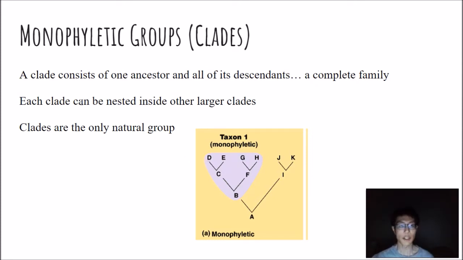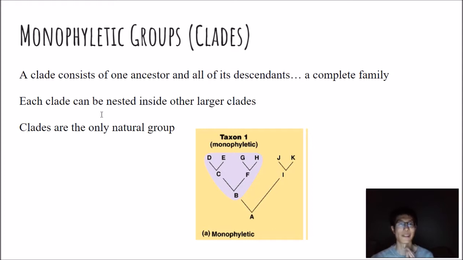So a common ancestor and all of its descendants, that's a clade, also known as a monophyletic group or a monophyly. Each clade can be nested inside other clades. So this group over here, consisting of C, E, and D, can be another clade or another monophyletic group, fulfilling the second thing here: each clade can be nested inside larger clades. So this CDE can be another clade, remember, a common ancestor as well as all of its descendants. This is a clade, and it's being nested inside another clade. And obviously this is the only natural group because that's what occurs naturally in the world.